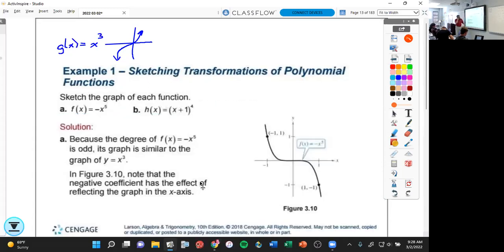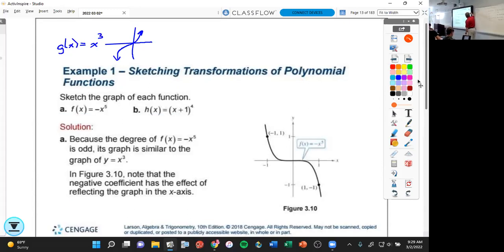Because the degree of f of x equals negative x to the fifth is odd, it's going to be similar to x cubed. But like you said, it's going to be a little flatter because the 5 is higher than 3. And also it's going to be flipped across the x-axis. Not a big deal.